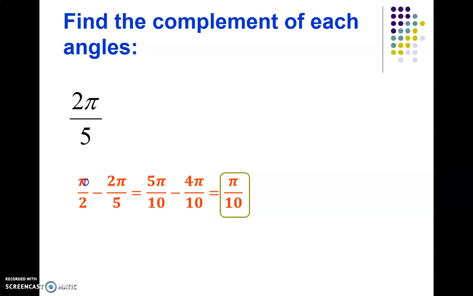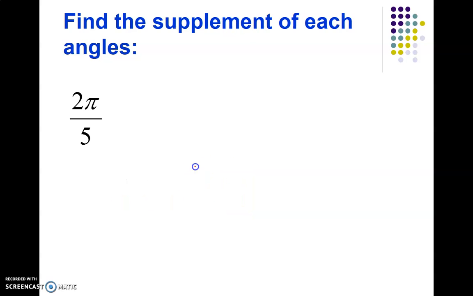Again, subtract it from pi over 2, which is 90 degrees. Okay, this one is 90 degrees subtracted by 2 pi over 5. We're going to subtract now 2 pi over 5 from 90 degrees. That will give you pi over 10.